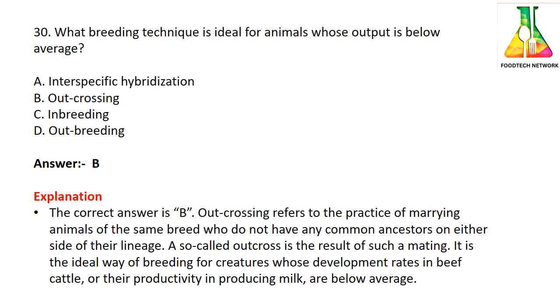Outcrossing refers to the practice of mating animals of the same breed who do not have any common ancestors on either side of their lineage. The offspring of such a mating is called an outcross, and it is the ideal way of breeding for animals whose growth rates in beef cattle or their productivity in producing milk are below average.